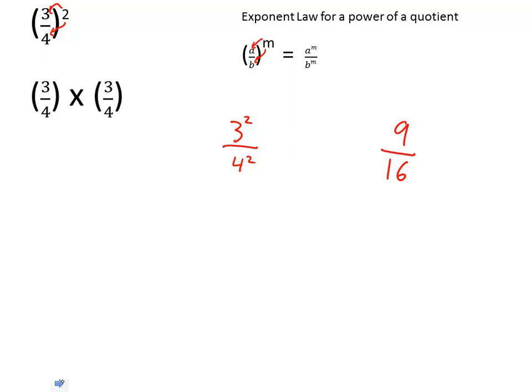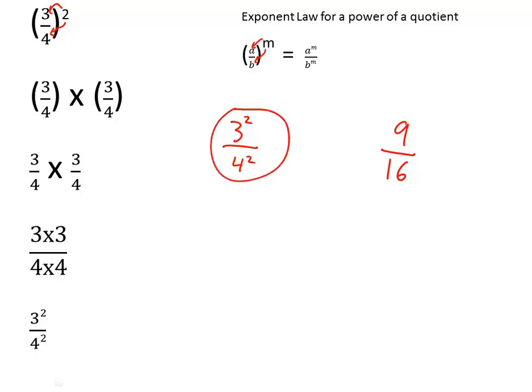Now, another way you can think of it is just like this: 3 over 4, and if that's squared, it'll be 3 over 4 and 3 over 4. And just like multiplying fractions, you just multiply the tops together and multiply the bottoms together. So you go 3 times 3 and 4 times 4, which is 3 squared over 4 squared. So we can leave it just like this, and this would be considered a quotient of powers.